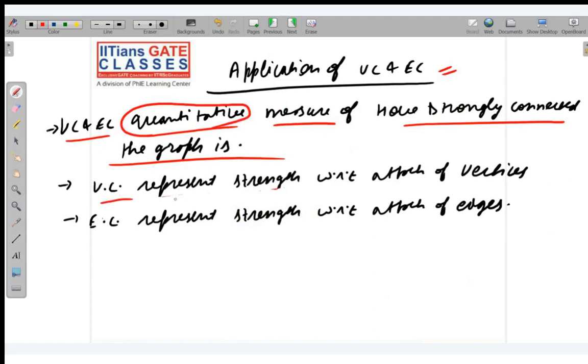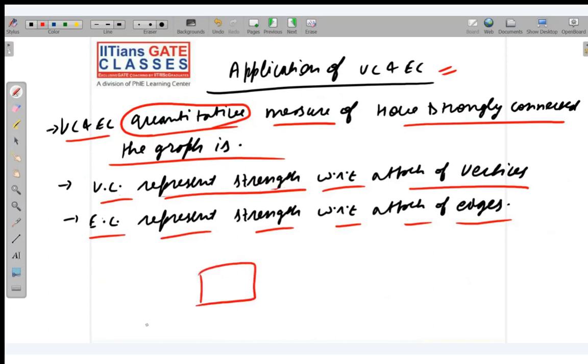Okay. So for example, vertex connectivity represents strength with respect to attack on vertices. Edge connectivity represents strength with respect to attack on edges. For example, I have made a graph like this. You can take a military application. There are 4 bunkers of military and they are connected via these 4 roads. Even if the enemy attacks this road, no problem, connectivity will be there. So these bunkers will be connected.